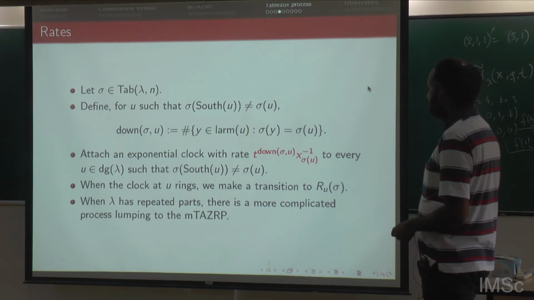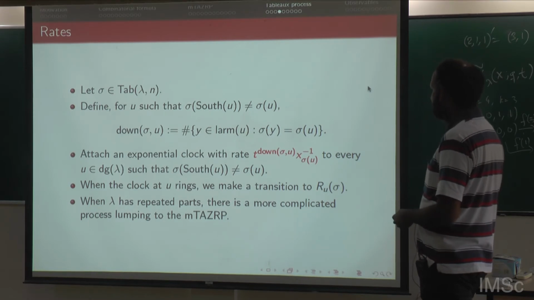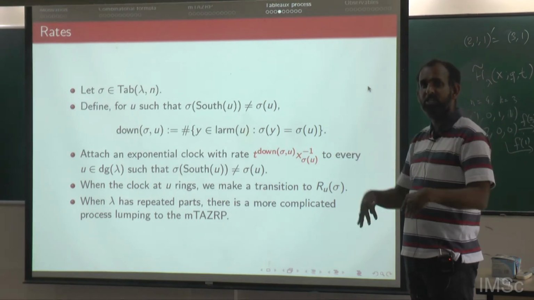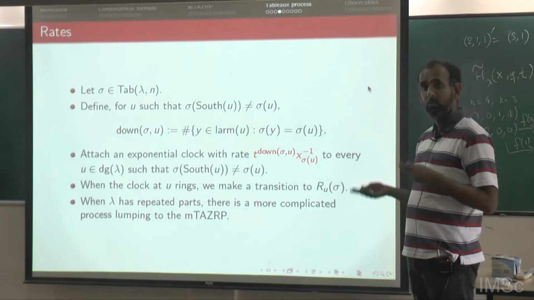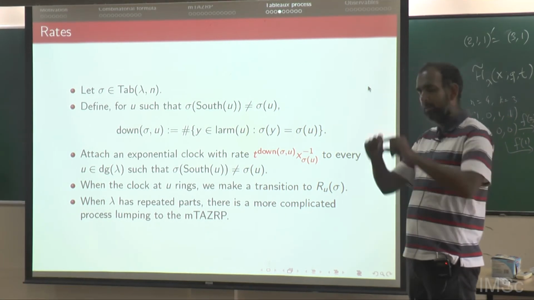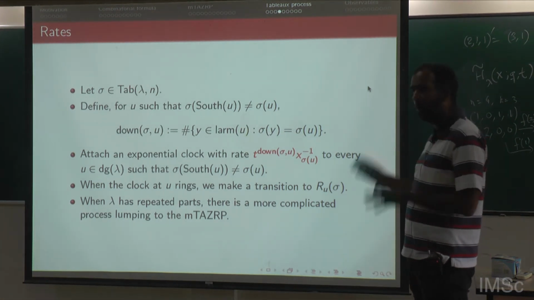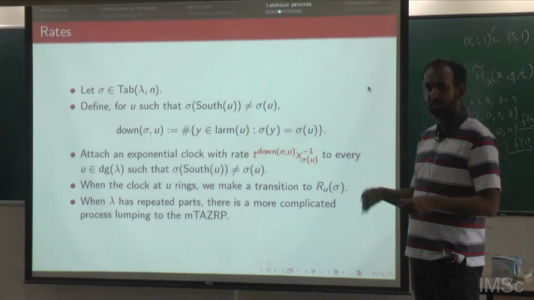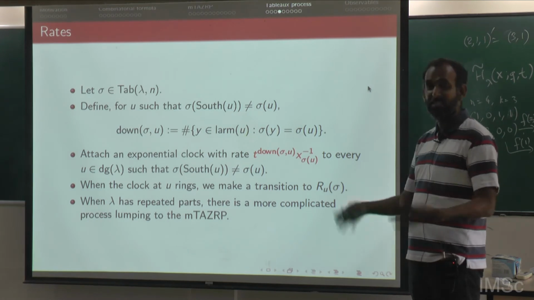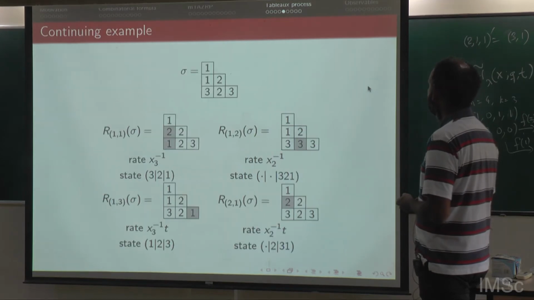So our main proof strategy is that this process will lump, or project, to the multi-species TAZRP. Meaning in terms of the contents of the... No, I'll describe the projections. It depends on the bottom row. I'll describe that in a second. But this process does not lump to, or project to, the multi-species TAZRP when you have repeated parts. Then one needs to do something much more complicated. But the spirit is the same.